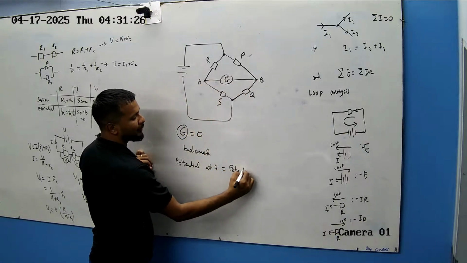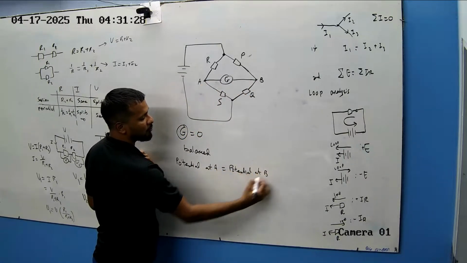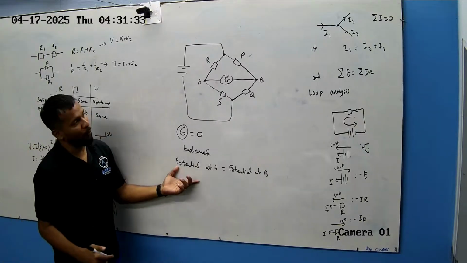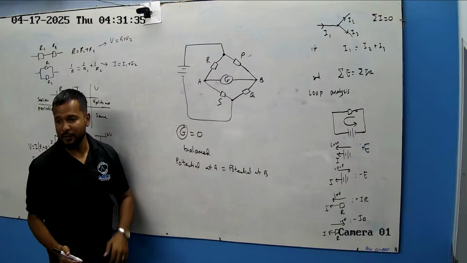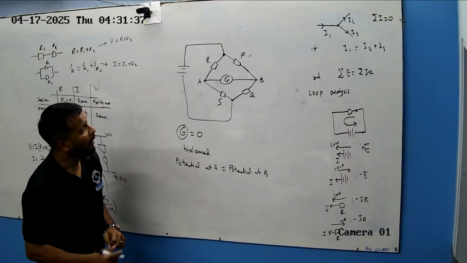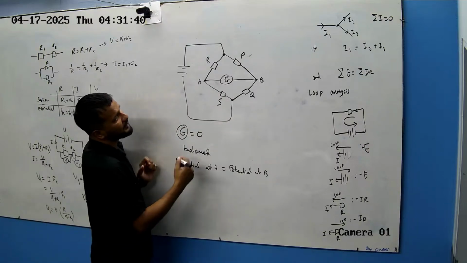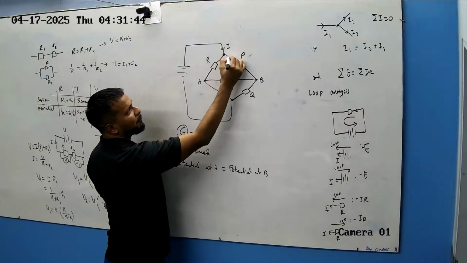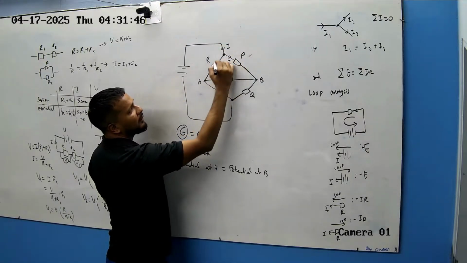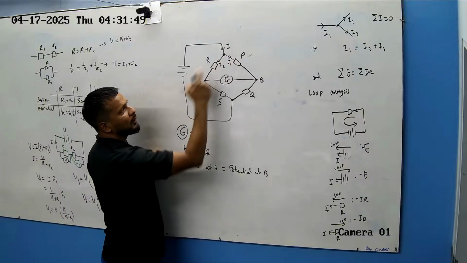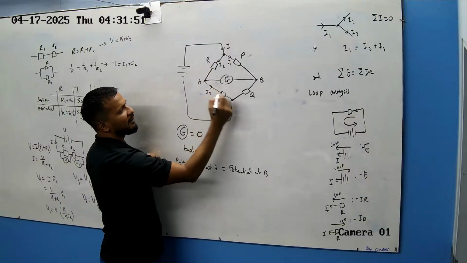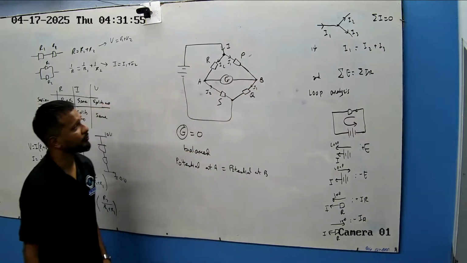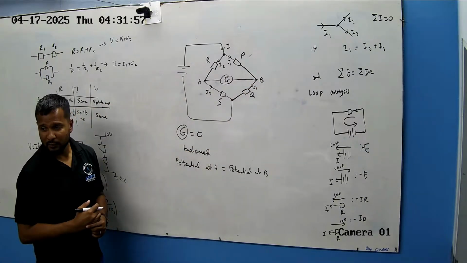If both potentials are equal, no current will flow. So all we have to do is find the potential at B and the potential at A, and we're good to go. Let's see current flowing here. Current will split up; let's call it I1 here and I2 here. I2 will flow here, I1 will come here, and I1 will flow here. You okay with that?